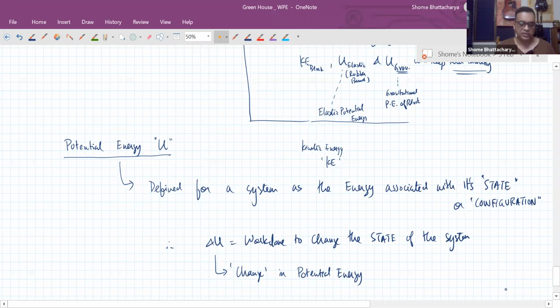So for example, if you want to understand how much change in potential energy happens when we stretch a spring from 0 to x, that change in potential energy will be equal to the work done to extend the spring.